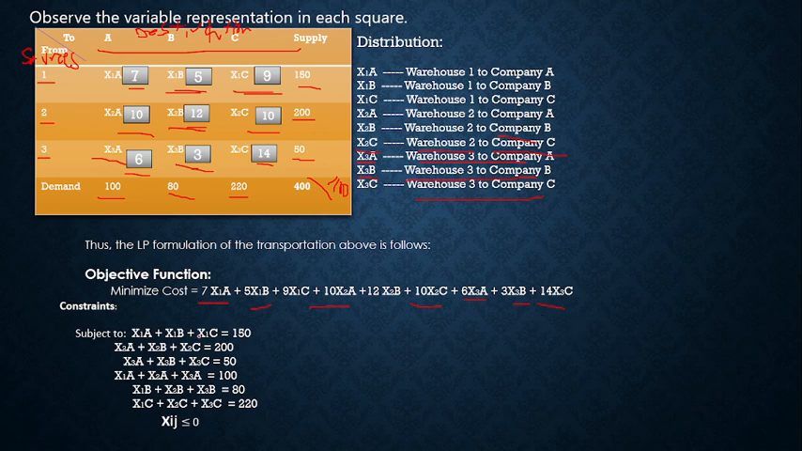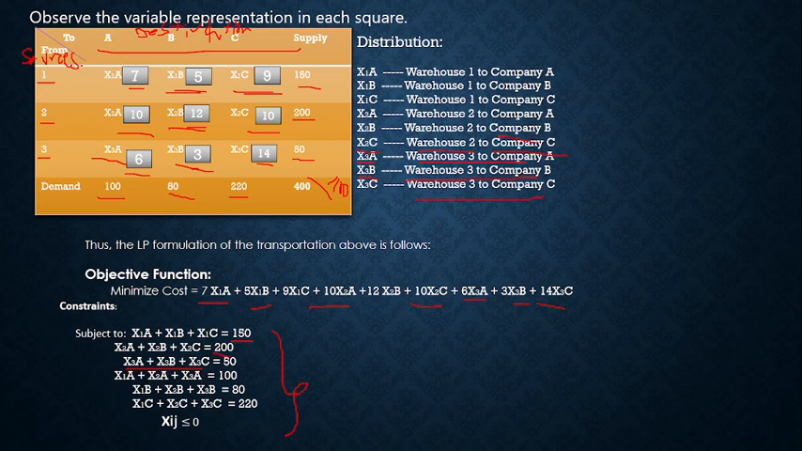Subject to, minimize, or the constraints. That will be our structural constraint. So x sub 1A plus x sub 1B plus x sub 1C is equal to 150 units. This is just a copy of the supply. Then x sub 2A plus x sub 2B plus x sub 2C is 200. Copy the variables. And x sub 3A plus x sub 3B plus x sub 3C is equal to 50.